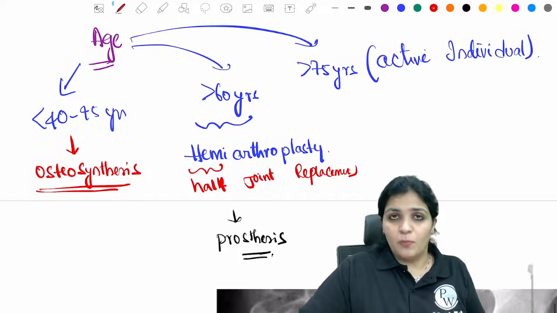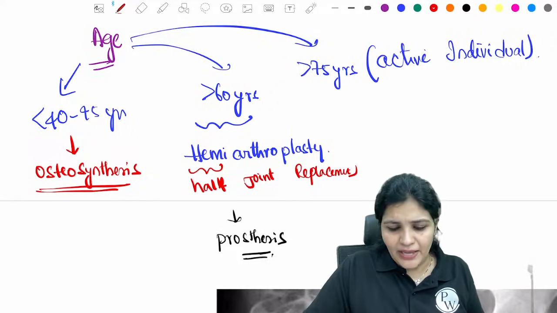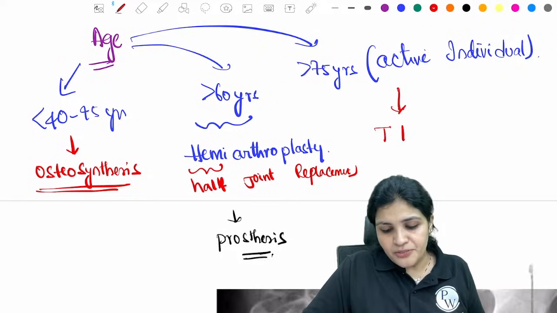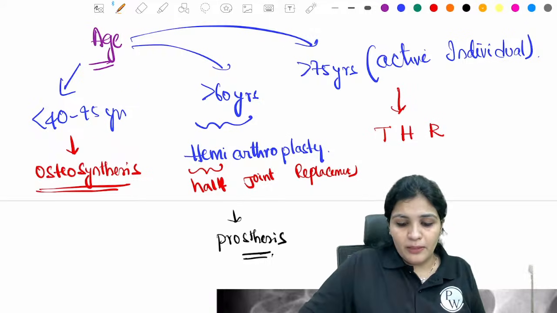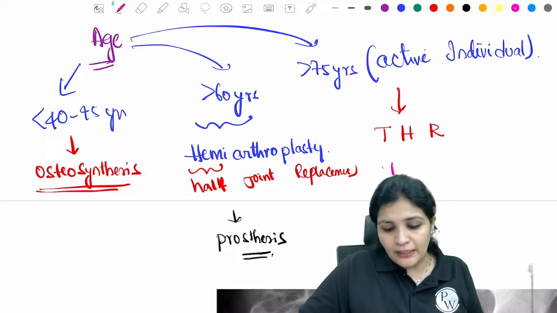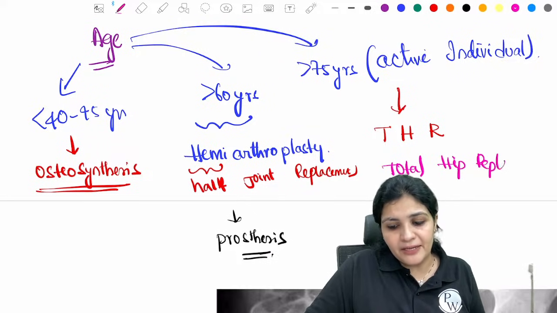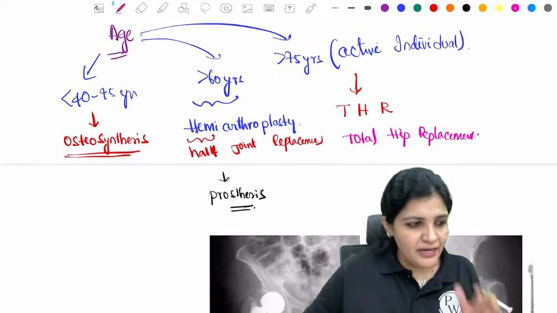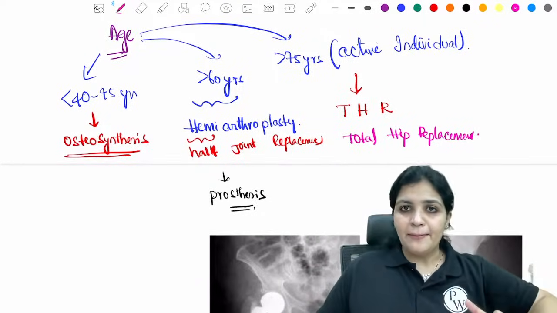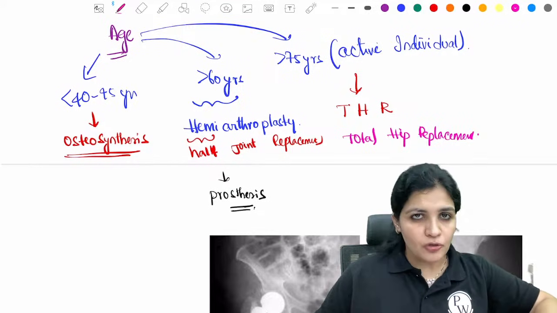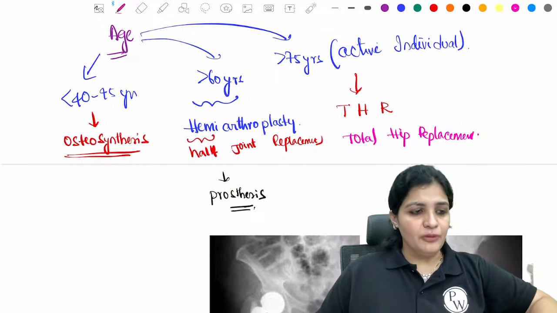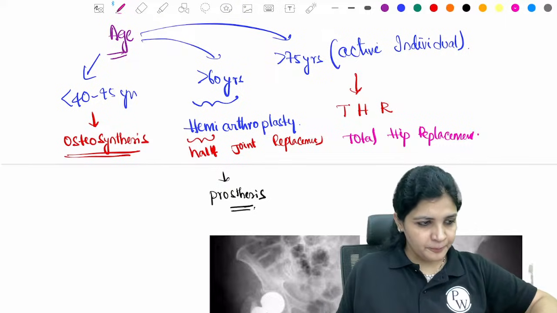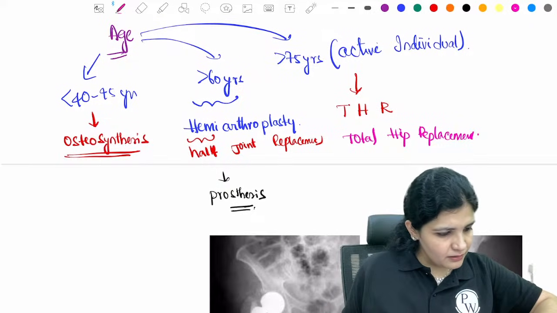And if the patient is more than 75 years and is a very active individual, then you give him an option of THR. What do you mean by THR? T means total, that means total hip is replaced. What do you mean by total hip replacement? Where you replace the acetabulum and the femoral head, which is called a total hip replacement, right? So total hip is both the acetabulum and the femoral head replaced. Hemiarthroplasty is only half, that is the femoral head is replaced, right? Everybody there?